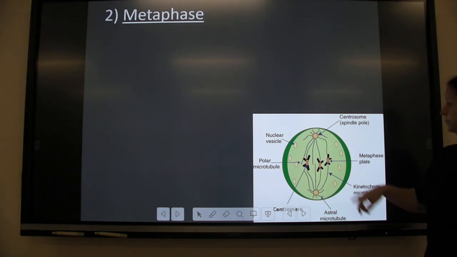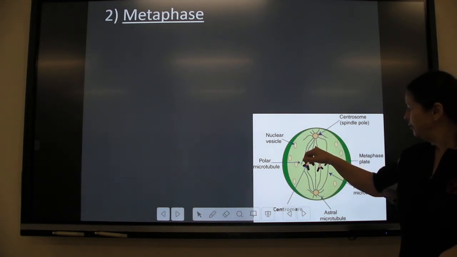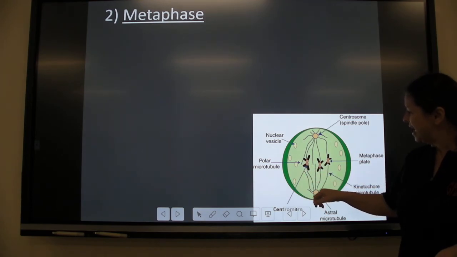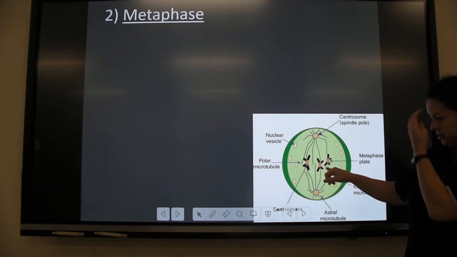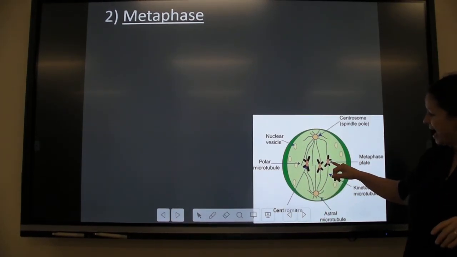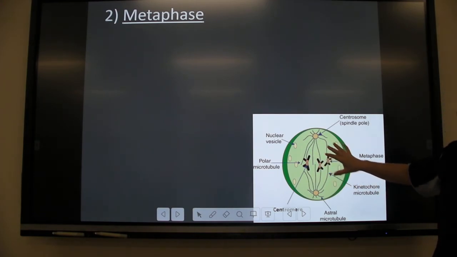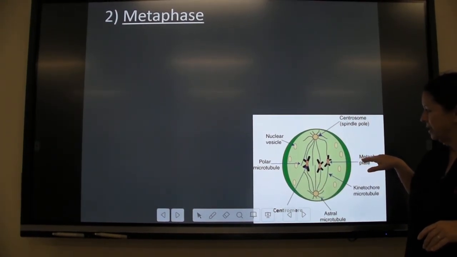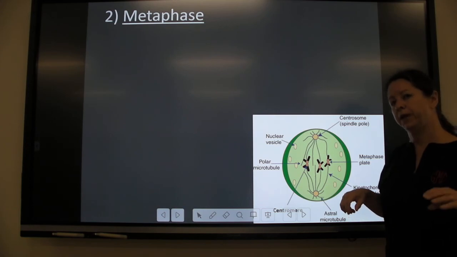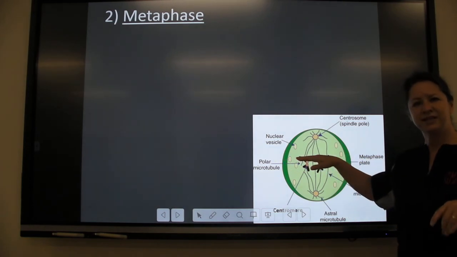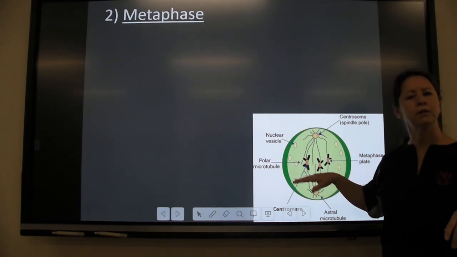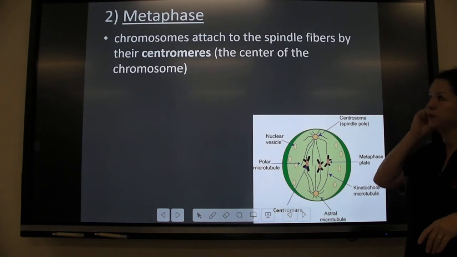And you can see that spindle fibers have attached to these sister chromatids. There's one to each half. And so this is kind of what it looks like. And remember I said that M stands for middle. Look where these things are lined up. Right in the middle. And that's why M stands for middle.